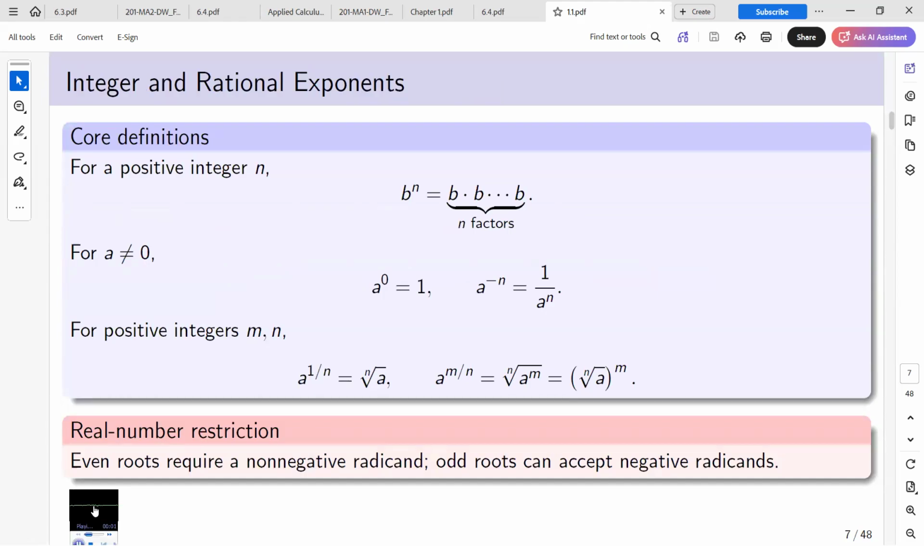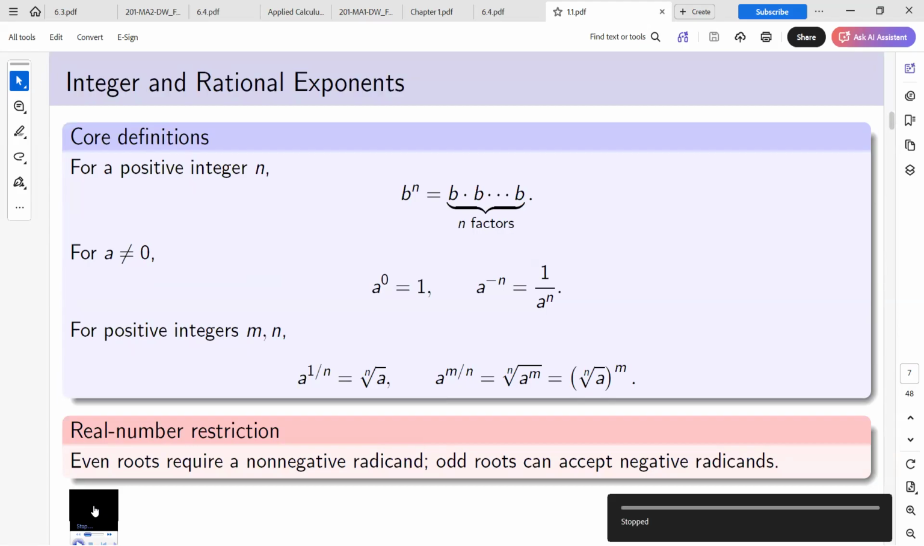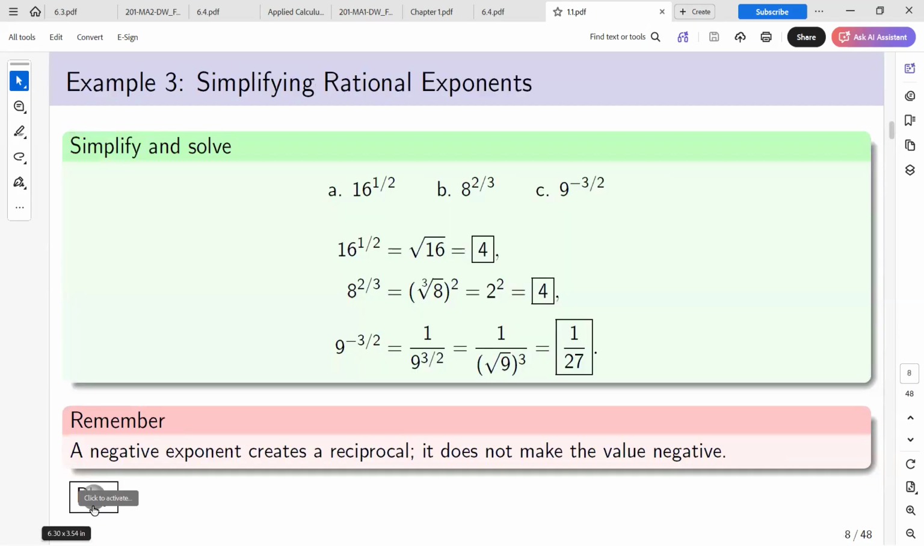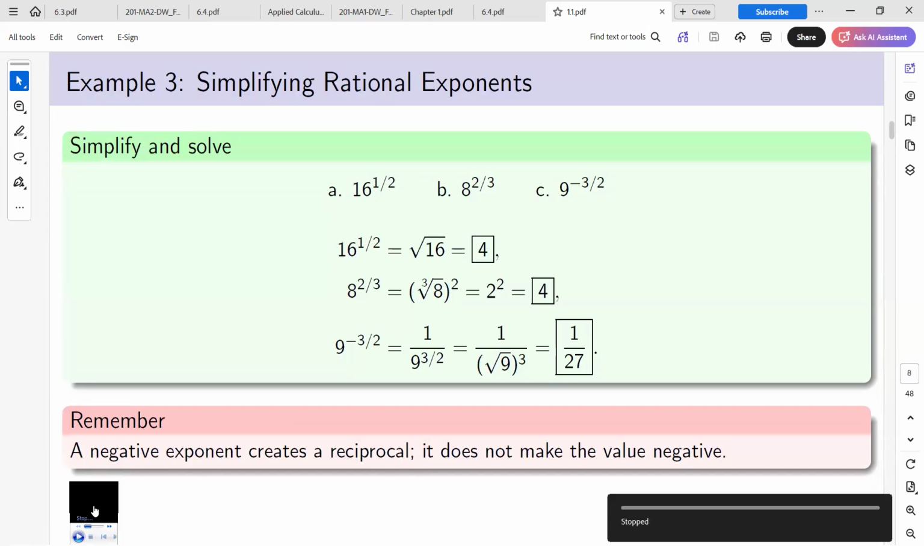A negative exponent means reciprocal, while a fractional exponent describes a root and a power. For real number work, even roots of negative numbers are not defined, but odd roots are. For rational exponents, the denominator gives the root and the numerator gives the power. In Part C, deal with the negative exponent by taking the reciprocal.